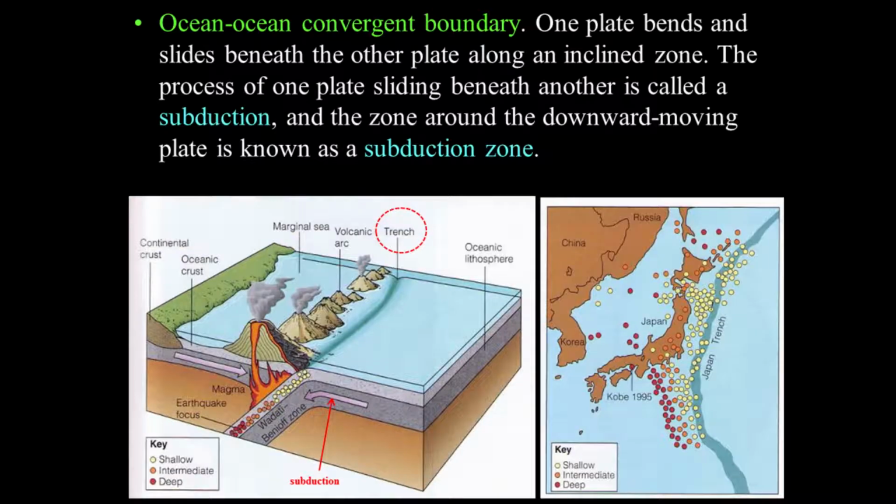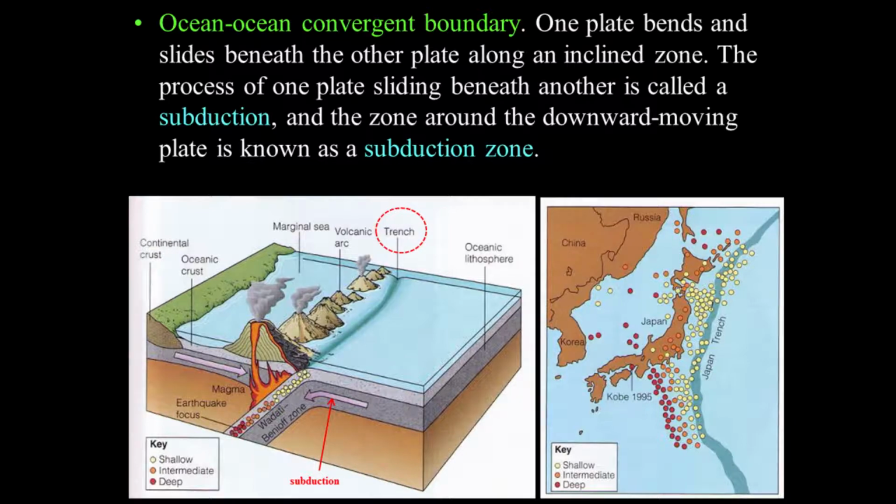Oceanic-Oceanic convergent boundaries start when one plate bends and slides beneath the other plate along an inclined zone. The process of one plate sliding beneath another is called subduction, and the zone around the downward moving plate is known as a subduction zone, as you can see in these figures. Let's repeat this as we are introducing a new concept here called subduction.